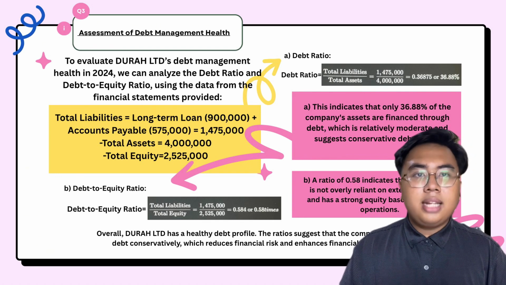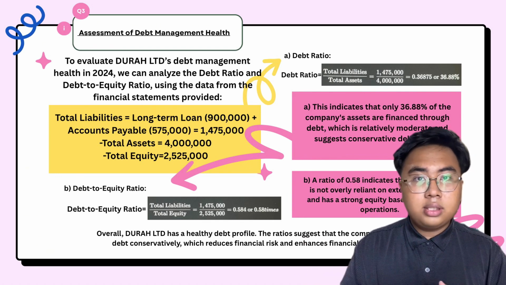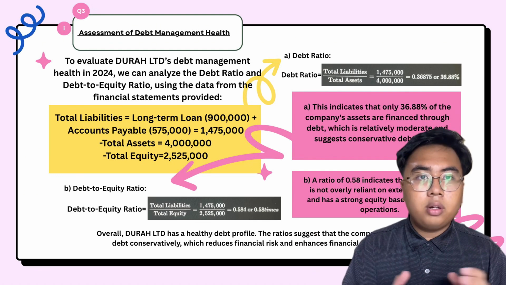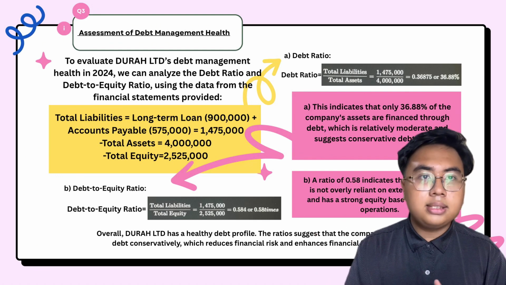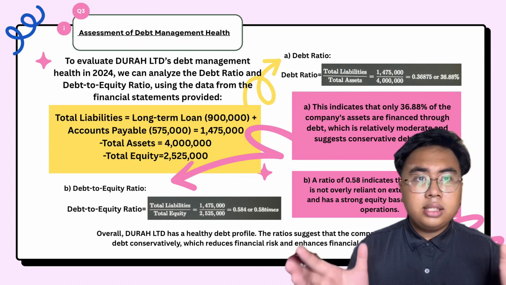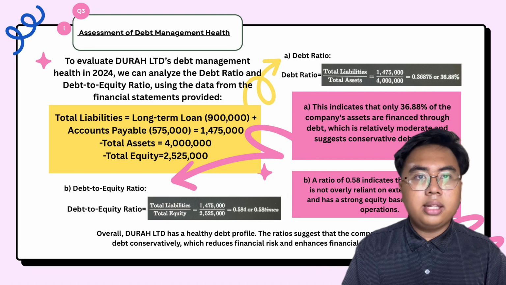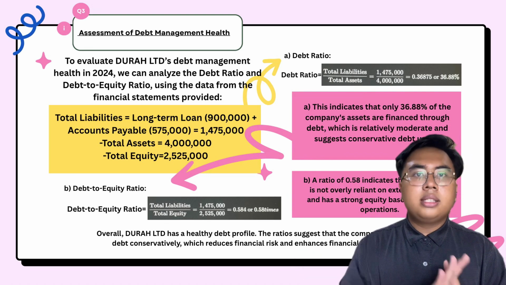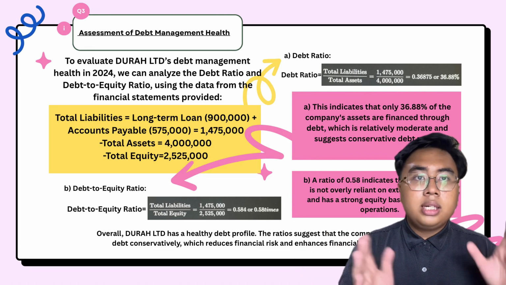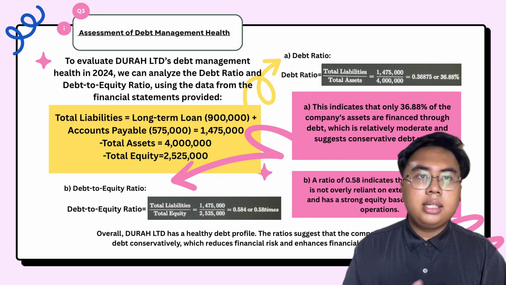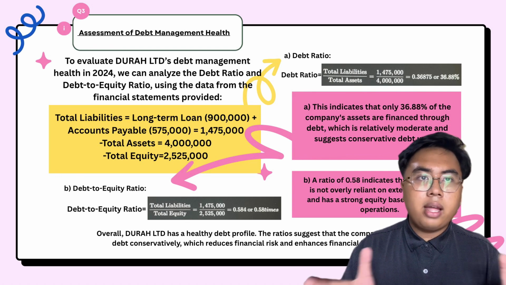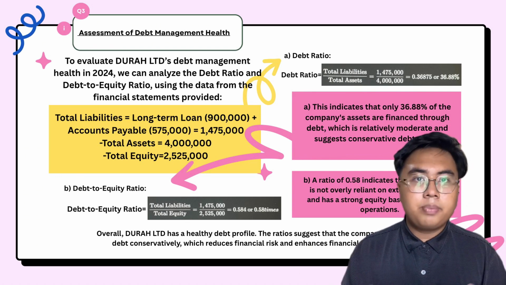First, the debt ratio is calculated by taking total liabilities of 1.475 million ringgits and dividing them by total assets of 4 million ringgits. The ratio is 36.88%. This tells us that the firm finances its assets with debt to the tune of around 37%. This is of moderate kind and reflects conservative use of debt.